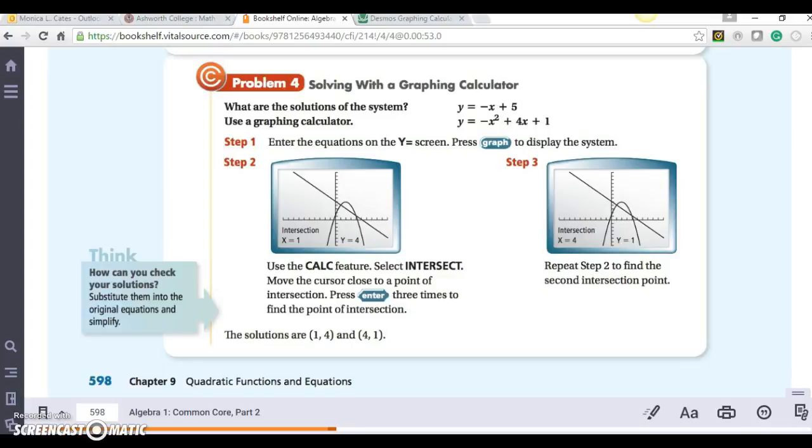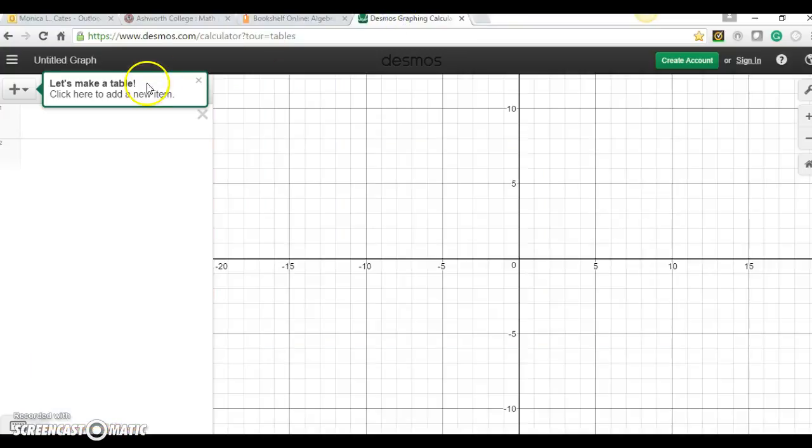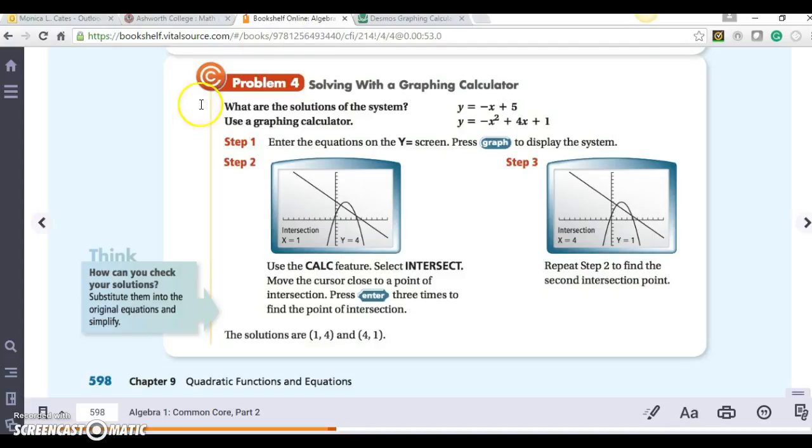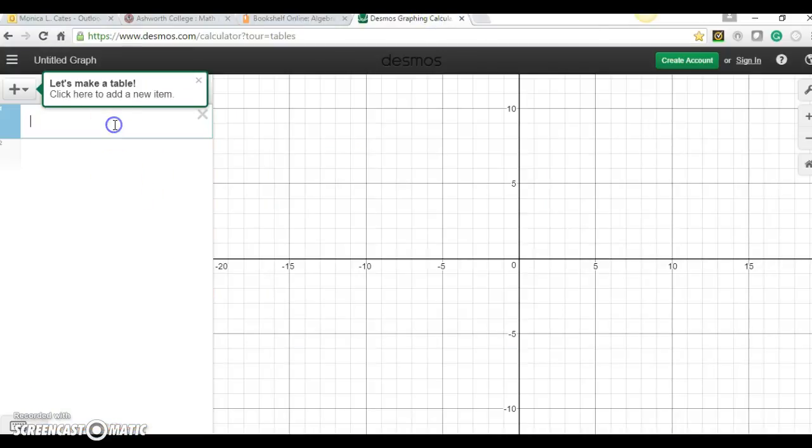Okay, we're looking at problem 4, solving with the graphing calculator, and we did this with problem 1 as well. We used our graphing calculator, although they wanted us to graph by hand. And I'm using my free graphing calculator at www.decimals.com. Absolutely free to use. And it asks us what are the solutions of the system. So let's put in our calculator.